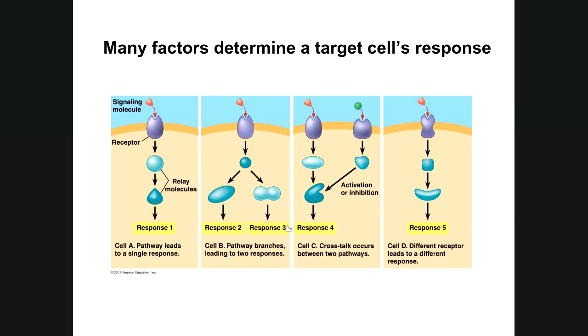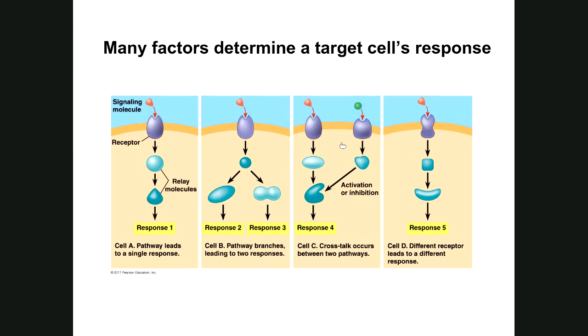So what they're showing you here is sometimes when a signaling molecule binds to a cell surface receptor, the receptor will be connected to a second messenger system that transduces the signal, resulting in just one response. Sometimes a cell surface receptor will bind a ligand and transduce its signal to the second messenger system, but then the signal gets relayed into two separate second messenger systems to ensure the cell responds two ways.